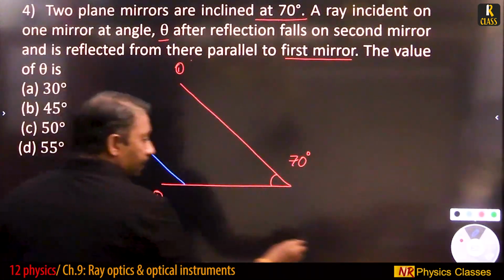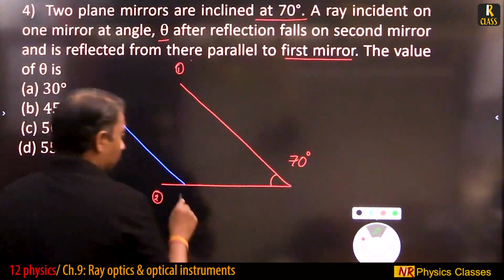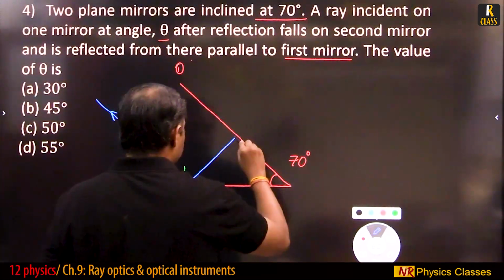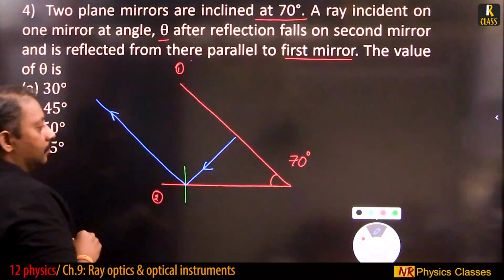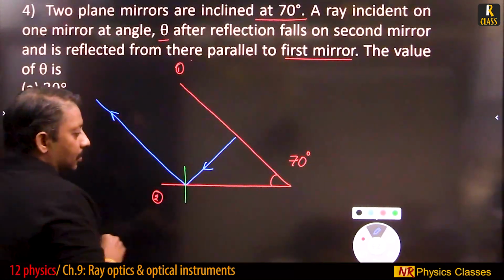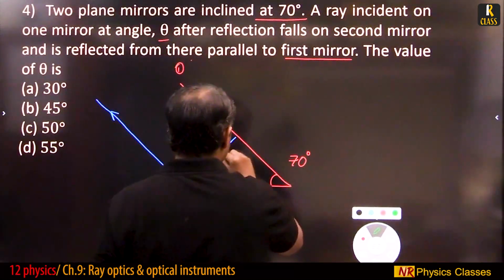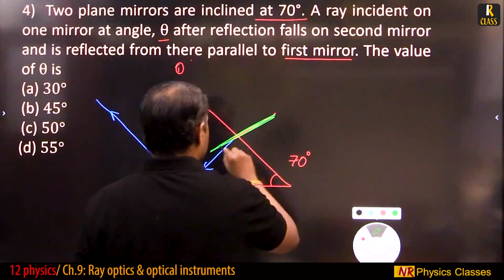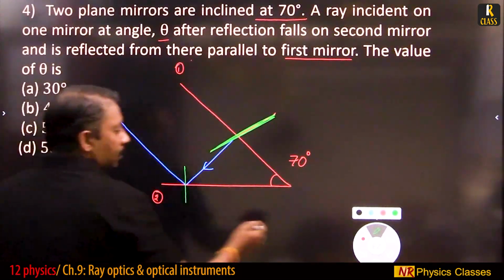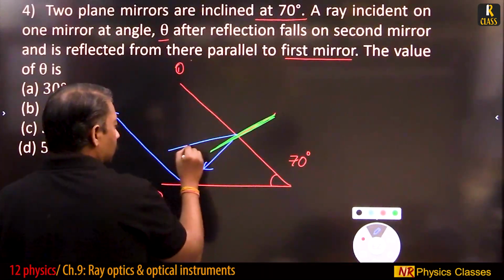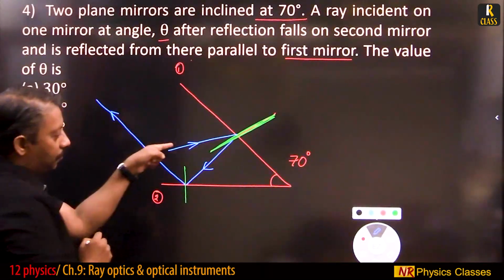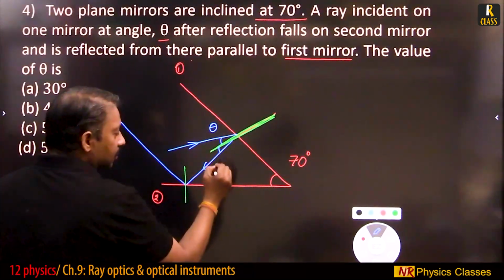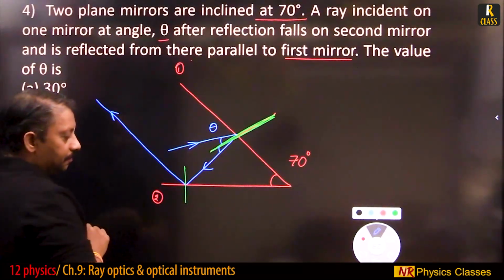Then draw the normal. This should be the incident light. If this is incident, then draw the normal here. Say for the first incident light, this angle is theta, then this angle is theta too, angle of incidence, angle of reflection.